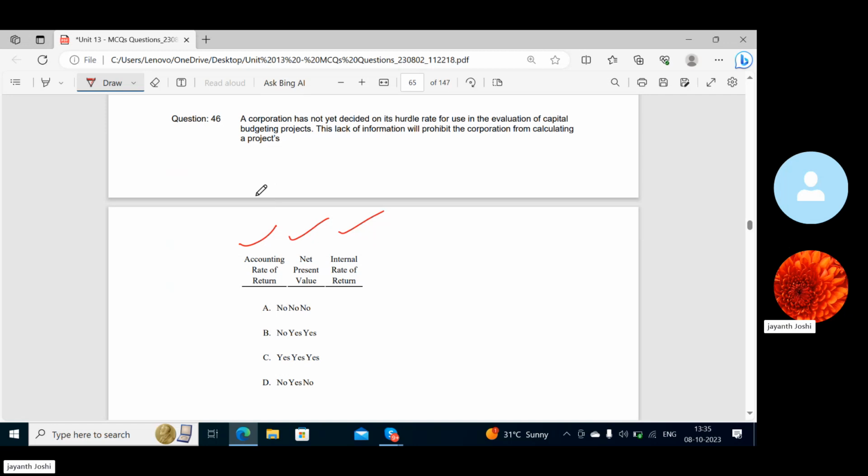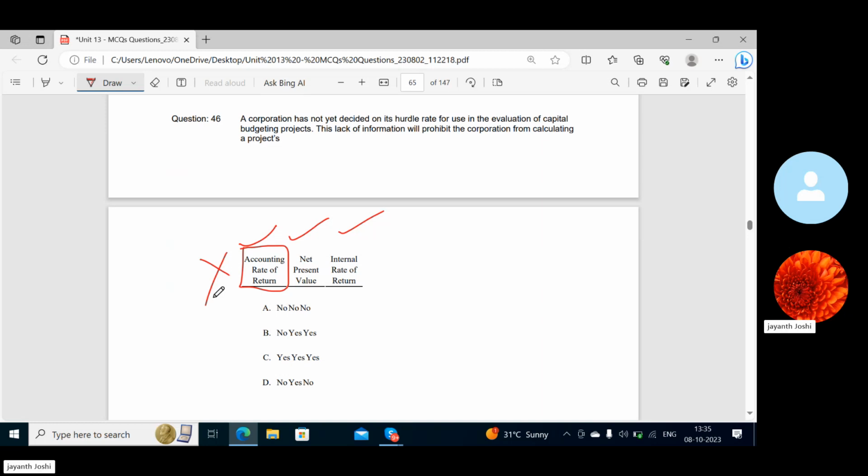See, first of all, hurdle rate is not required for ARR because we are not going to discount anything here, correct? Are you going to discount anything for ARR? No, sir. You are not going to take the cash flows, even for calculating ARR, you are going to take the accounting income, correct? Yes, sir. So since accounting income is taken, there is no chance of any discounting.